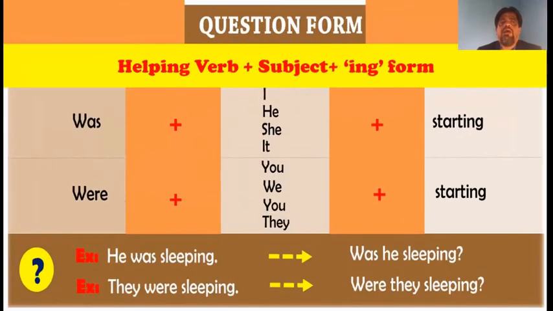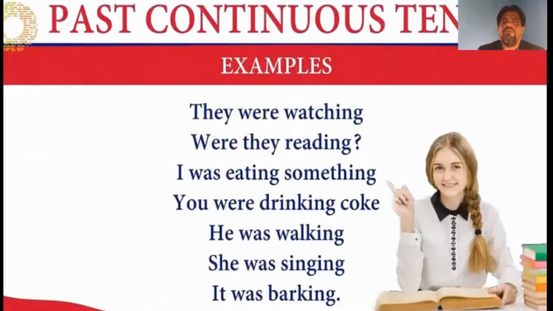And then the question form. Here once again I say, when I give you more examples, the helping verb must be brought before the subject. Was he sleeping? Was he starting? Was he reading? And it could be something like, were you starting? Were you reading? So, he was sleeping. Was he sleeping? They were sleeping. How will you ask a question? Were they sleeping? And that's enough. This is how we write the various positive, negative and question sentences in past continuous tense.